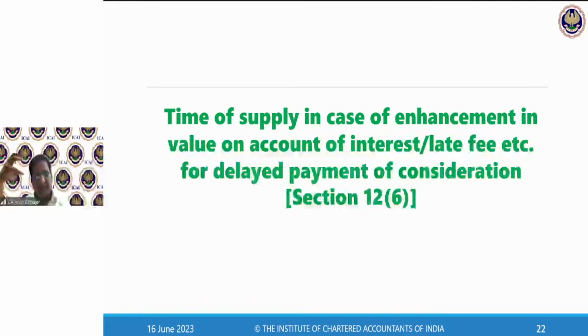Subsection 5 is talking about the residuary clause. Means when I am unable to determine the time of supply because of any provision, then the time of supply would be calculated by this provision.